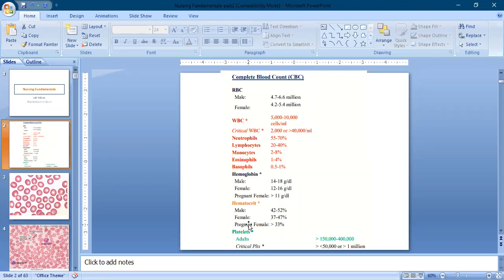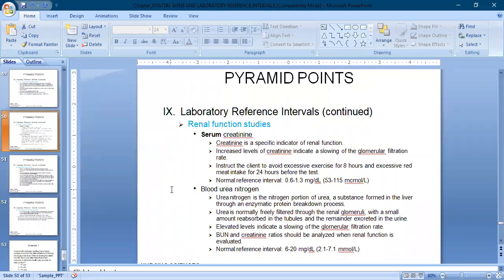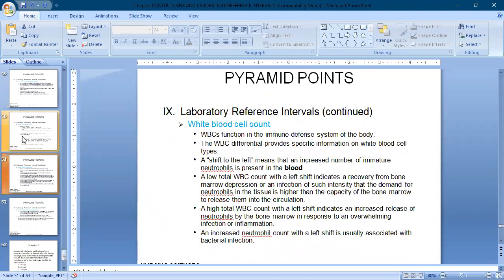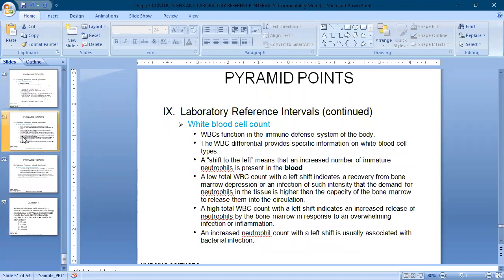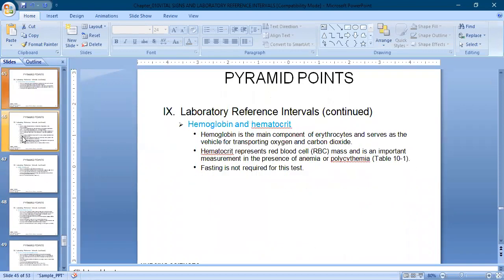If a patient has sickle cell anemia, iron deficiency anemia, pernicious anemia, or folic acid anemia, red blood cells go down, then hemoglobin goes down, and hematocrit goes down as well, right? Let me show you. When you go into this PowerPoint, you can get the same type of information.